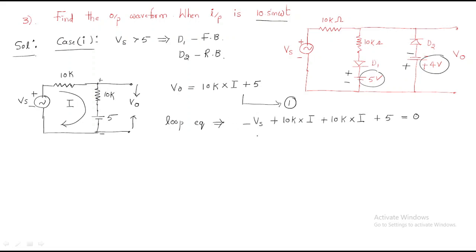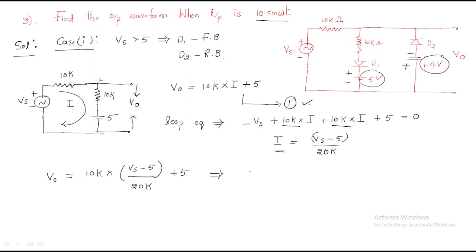By using this we can write I equals simply (Vs minus 5) by 20k. Substitute this I value in equation 1, then you will get the relation between V0 and Vi. V0 equals 10k times the I value, which is (Vs minus 5) by 20k, because 10 plus 10 becomes 20k, plus 5.